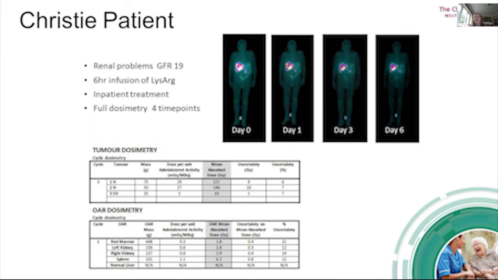Just wanted to briefly outline another use of dosimetry. In a particular patient at the Christie, we knew in advance they had renal problems with an extremely low GFR, which would have normally precluded them, but there were other medical complications, and they were refractory to virtually everything else that they'd been treated with. So it was decided to go ahead with caution and dosimetry. Special lung infusions because of the renal problems, an inpatient treatment, the patient required full dosimetry. Why did we do all this?